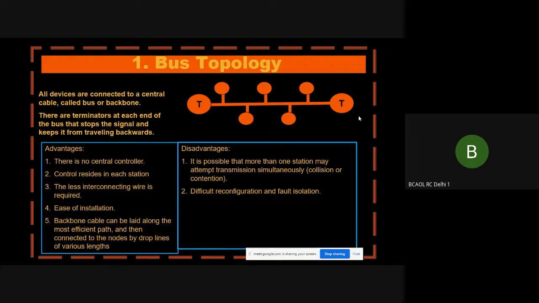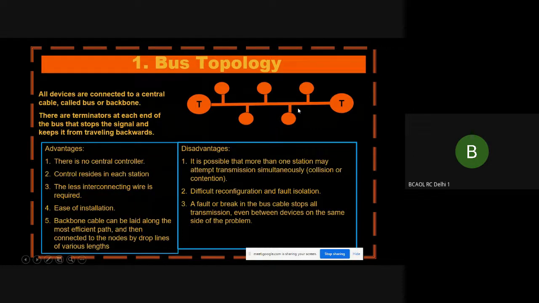Suppose one computer breaks down here. In this bus topology, if one computer doesn't work or breaks down, suppose this computer wants to send data to this computer, it won't be able to send because of the breakdown in between. So your network is not working now. Do you understand? Because this is a single wire.